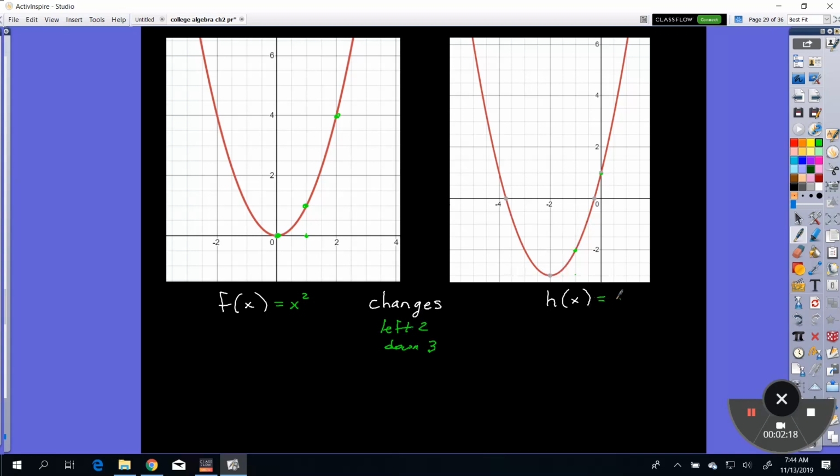So h of x is going to be a squared graph. So I put parentheses and squared. It has an x. If it's moved left 2, that means this needs to be a plus 2. And down 3 means minus 3.